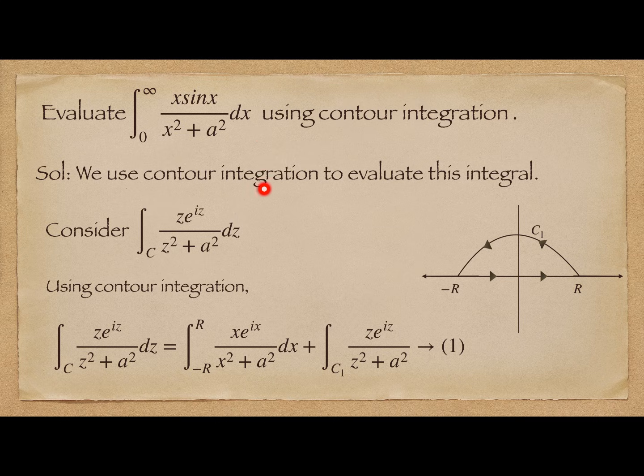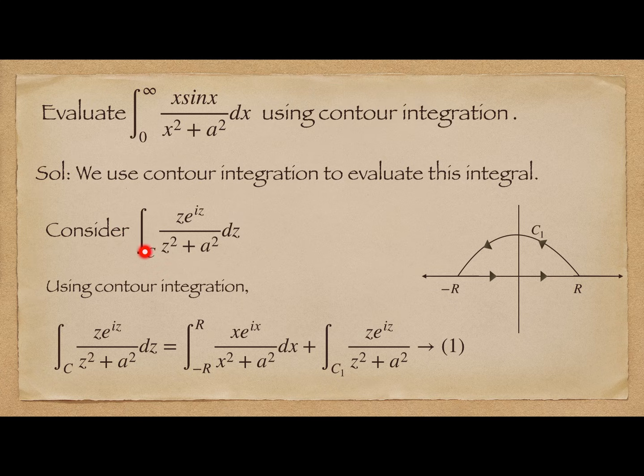When a problem is given in this way, you can clearly see x sin x in the numerator and x square plus a square in the denominator. So you just want to convert this into a contour. You can see this picture. There is a contour, which has a real line that goes from minus infinity to plus infinity, but we restrict it to minus r to plus r. It starts from minus r to plus r and then passes through a curve in anti-clockwise direction. That is C1. So altogether this is your contour C.